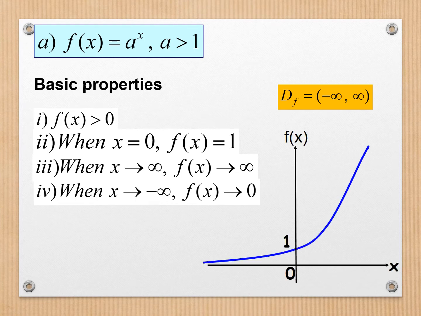So this is the graph of f(x) equals a to the power of x for a more than 1. The y-intercept is 1. On the positive side of x, when x approaches positive infinity, y is also approaching positive infinity. And when x is approaching negative infinity, y is approaching y equals 0, which is the x-axis. It is just approaching the x-axis, but it cannot touch the x-axis.